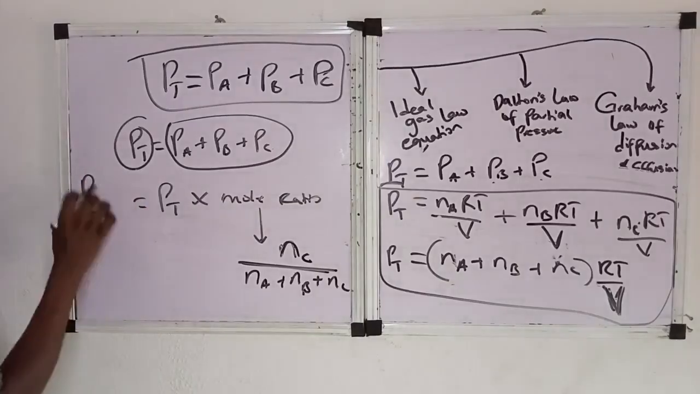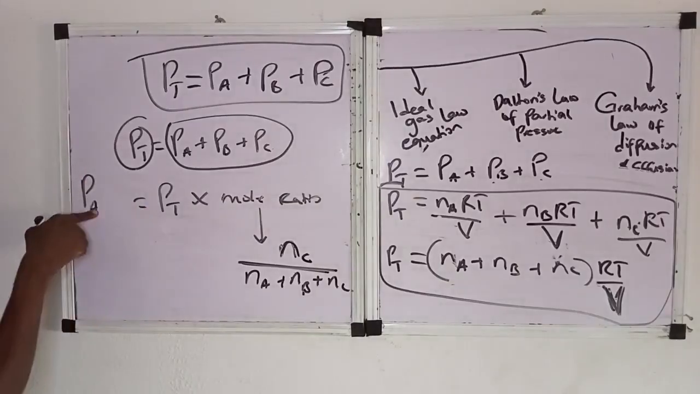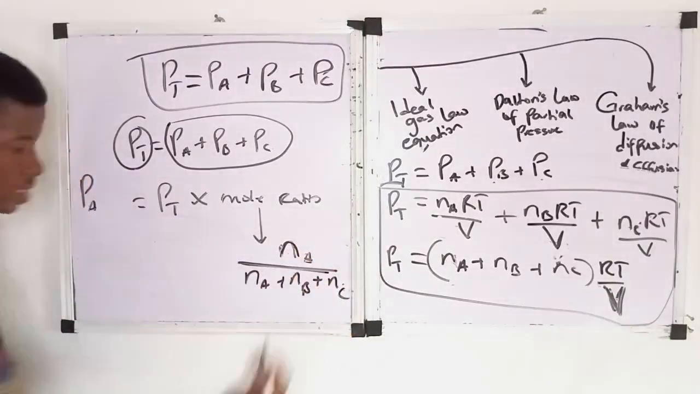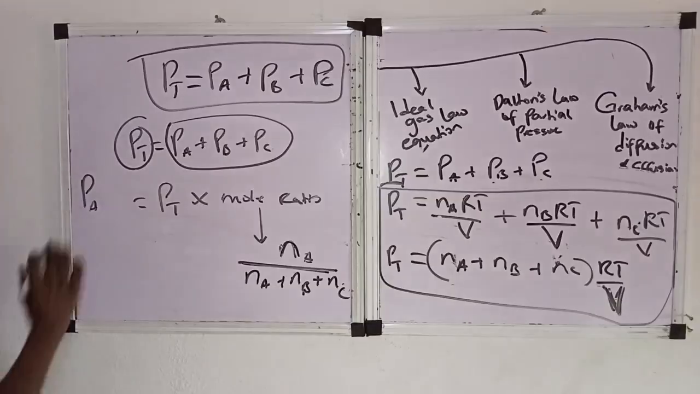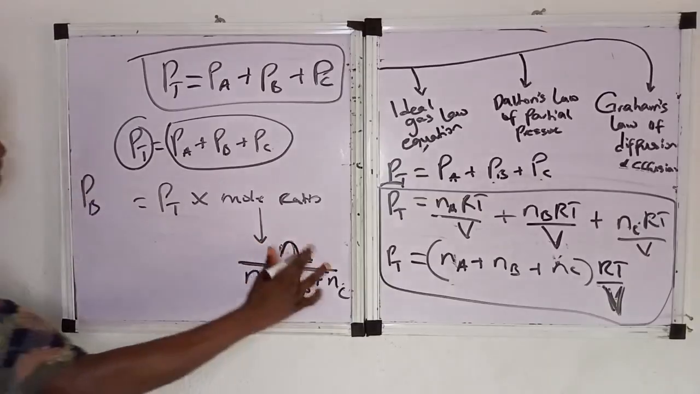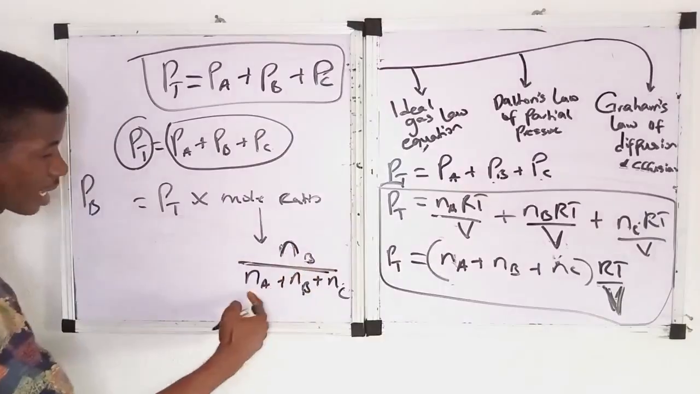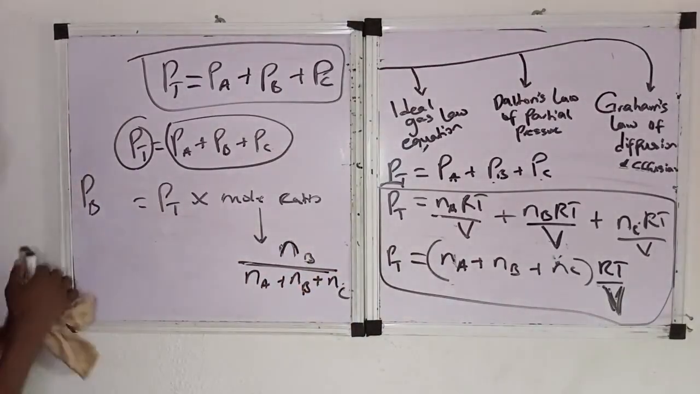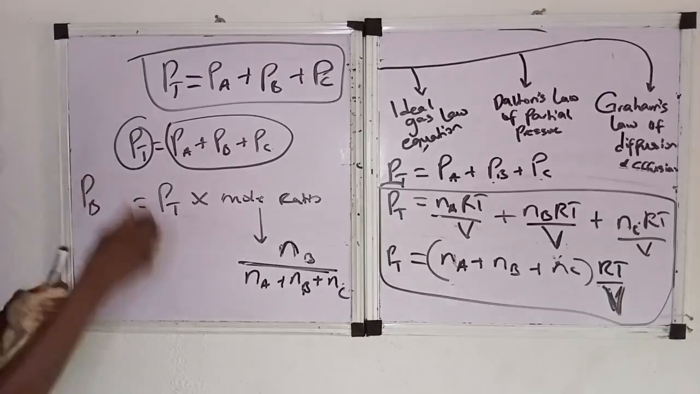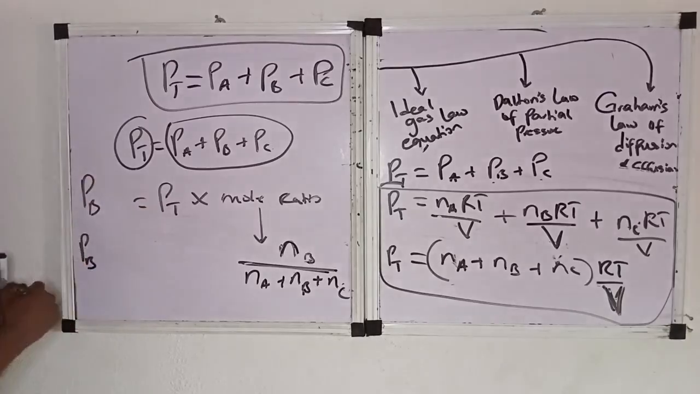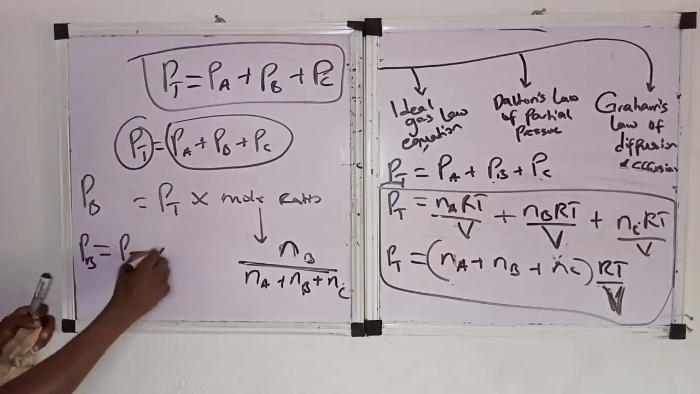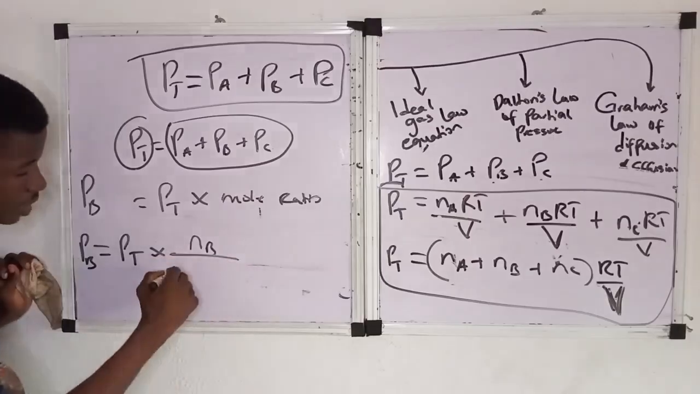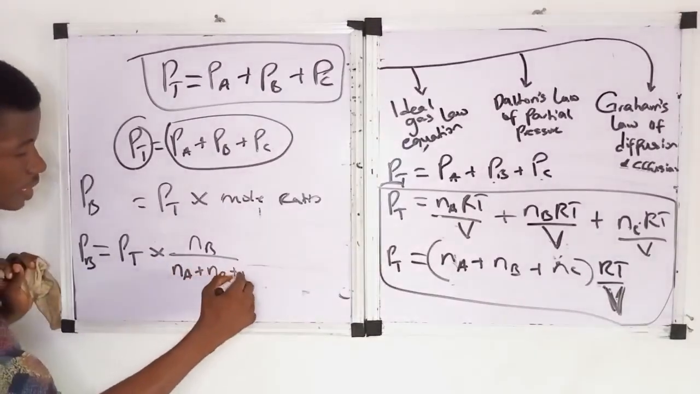For example, if they say calculate the partial pressure of gas A, which is PA, the top will be the mole of gas A. If they say calculate the partial pressure of B, it will be the mole of gas B divided by the total mole of all the gases. So that is just it. If you want to write it, the partial pressure of gas B equals total pressure times NB over NA plus NB plus NC.